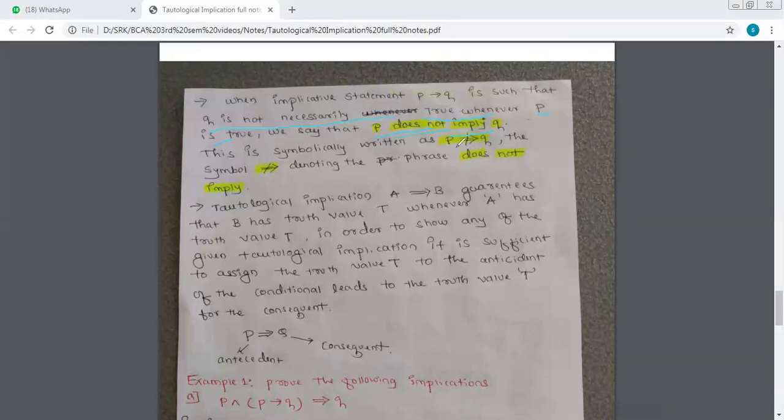And this symbol we can represent like this: the implication symbol with one bar through it. That is the symbol we represent for does not imply. We can read it as P does not imply Q. Any doubt?